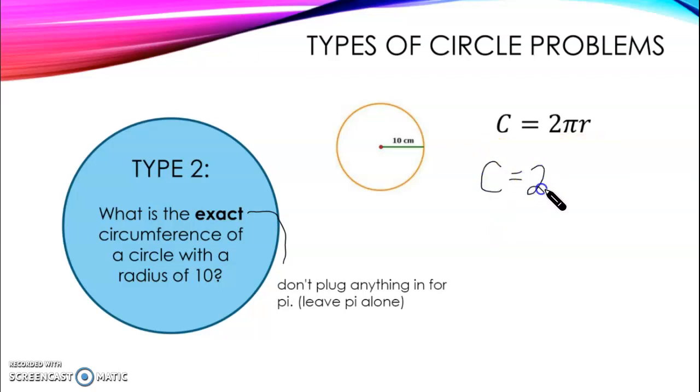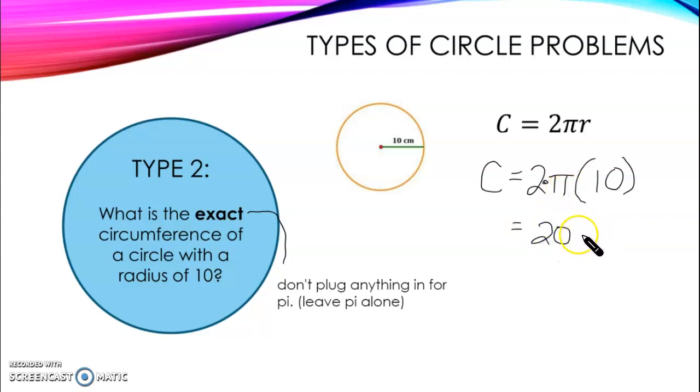We're going to have the 2 in the front multiplied times the symbol pi. Remember, we're not going to plug anything in for pi. And I'm going to plug in still that radius of 10 for r. And these are all multiplied together. I have 2 times pi times 10. And you can multiply things in any order. So I'm going to go ahead and multiply 2 times 10 to give me 20.